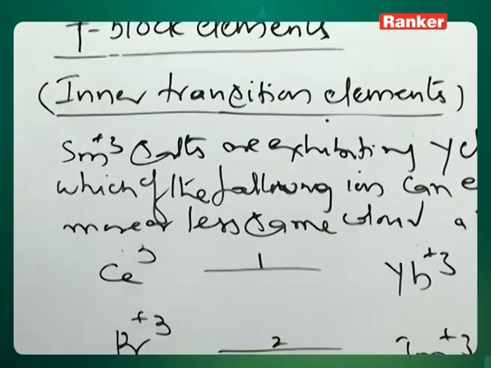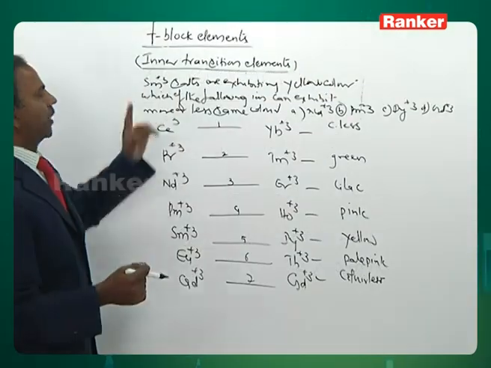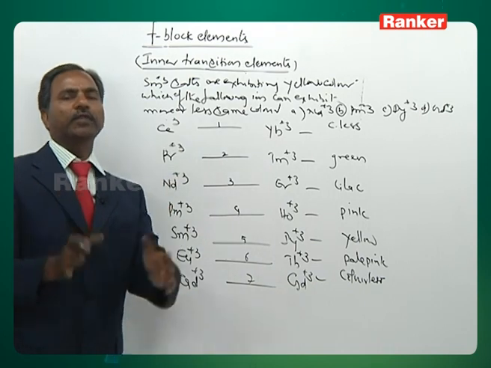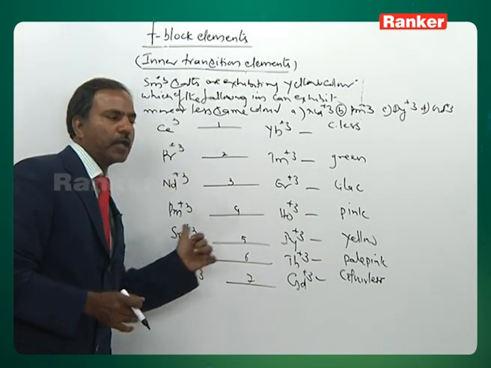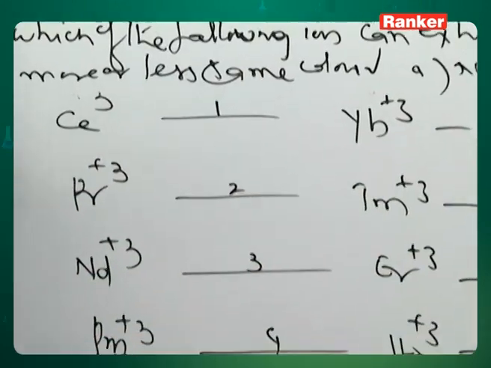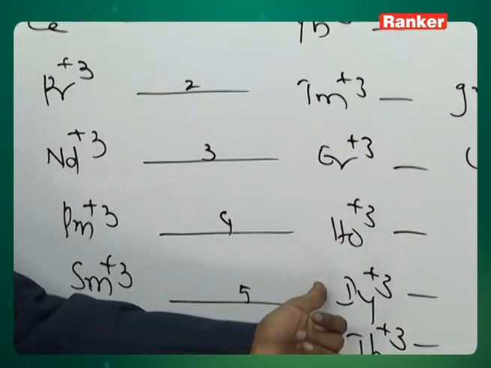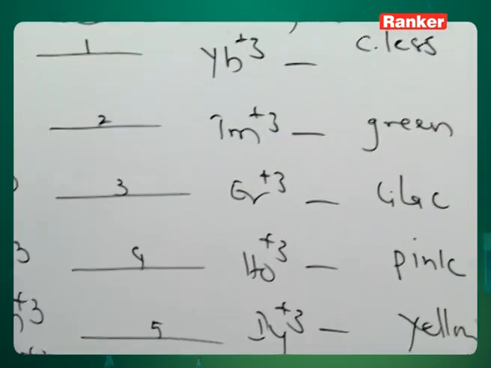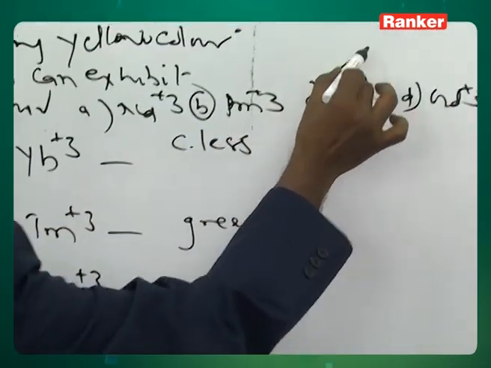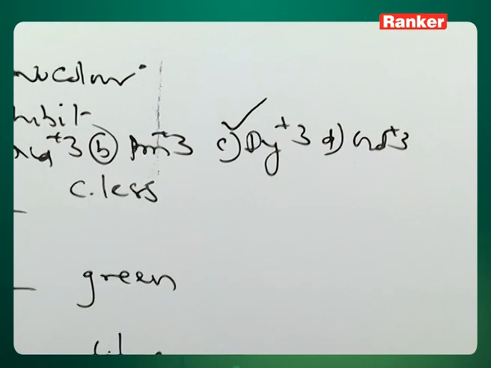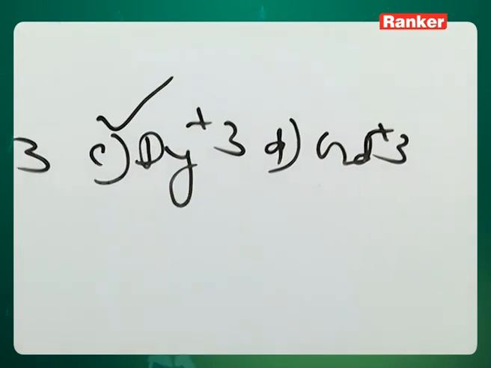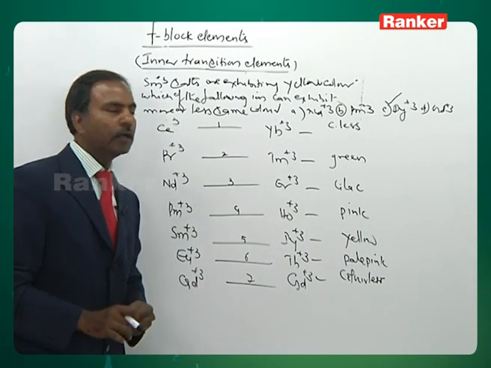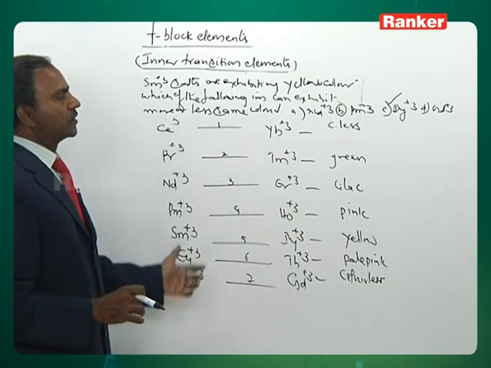Then once this particular question appears, what is actually given? Samarium +3. You should be in a position to make the table, and you have to see opposite to samarium, what ion you are getting. Dysprosium. Like this, dysprosium is the answer here. You should be in a position to do such questions in the examination, provided you are able to write this particular table in the examination. Otherwise, it is difficult to answer such a question.